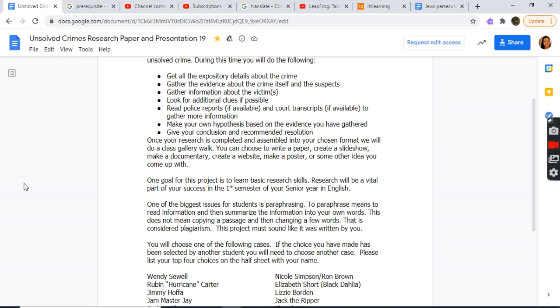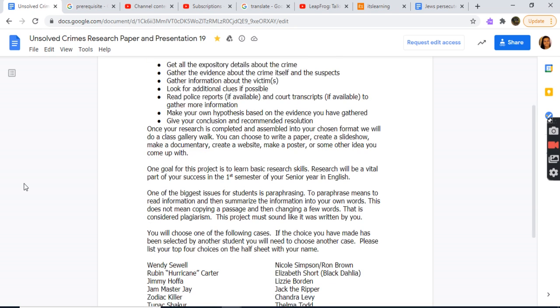You can choose to write a paper, create a slideshow, make a documentary, create a website, make a poster, or some other idea you can come up with. One goal for this project is to learn the basic research skills. Research will be a vital part of your success in the first semester of your senior year of English.